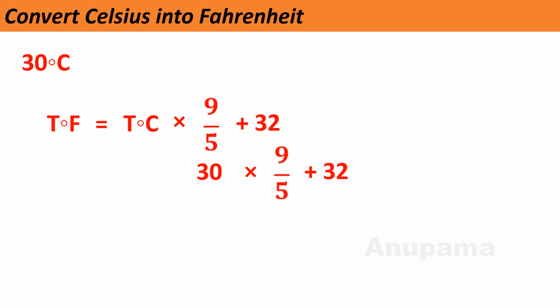Now, you know that according to the rule of DMAS, we always solve multiplication first. So at first solve this part, and how will we solve it? 5 ones are 5, and 5 sixes are 30, and 9 sixes are 54. So it is 54 plus 32 and your final answer is 86 degrees Fahrenheit.